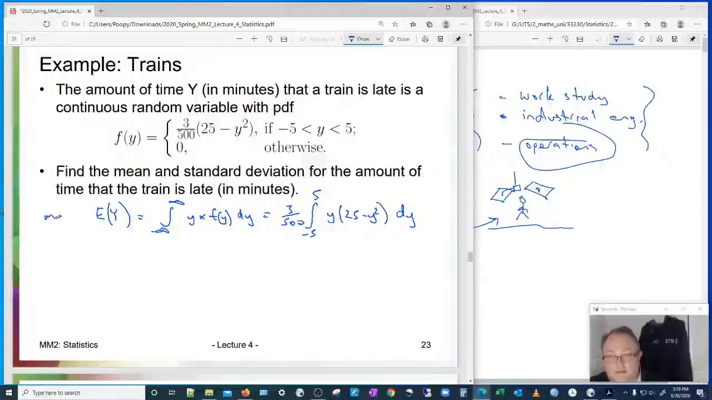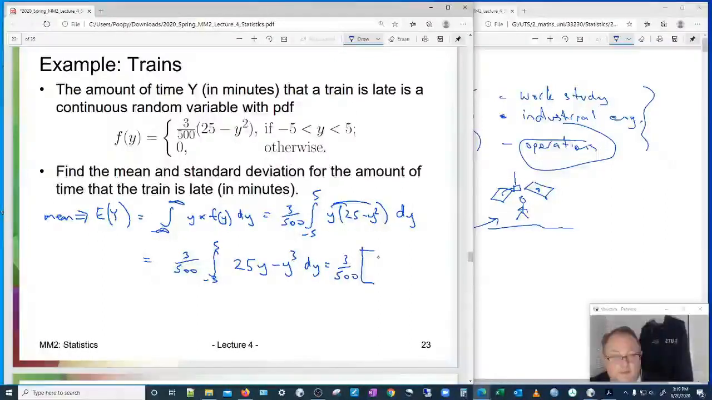Remember, this is a mean. Okay, so you can do the expansion, that's probably the easiest thing to do. So we put the 3 on 500 out, minus 5 to 5, 25y, whoops, (25y minus y cubed). That's just the result of the expansion. And so we'll get 3 on 500 outside of, now we can do the integral.